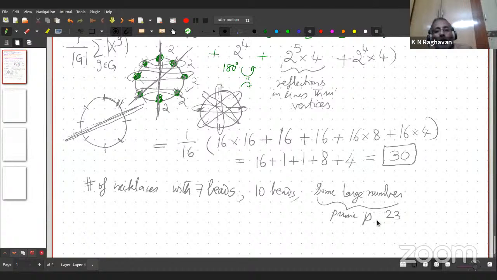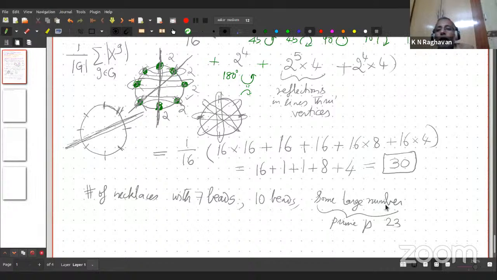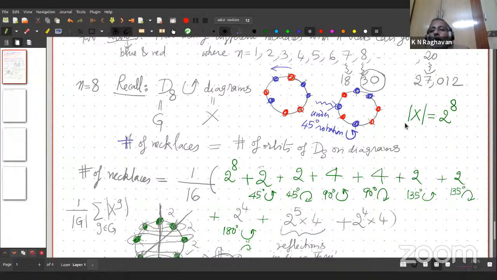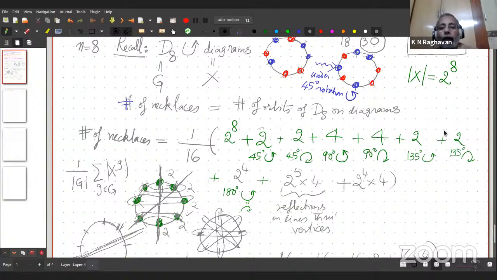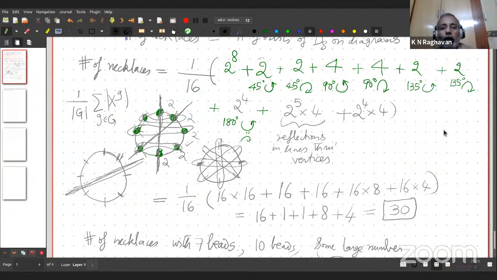But so you see, now for large numbers like this, I can easily find the number. For example, for 20, the number is this. And you can find this number within a matter of 10 minutes. Whereas imagine drawing 27,000 odd necklaces. That will take years, right? Anyway, I hope you have, by this, seen the usefulness of this lemma.